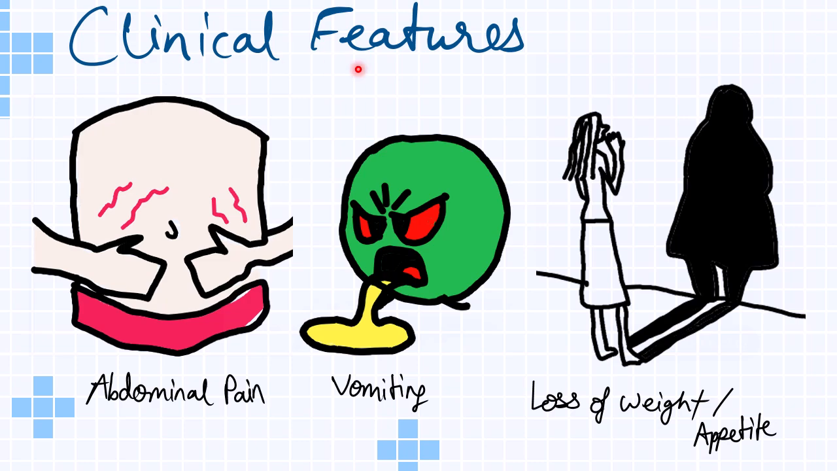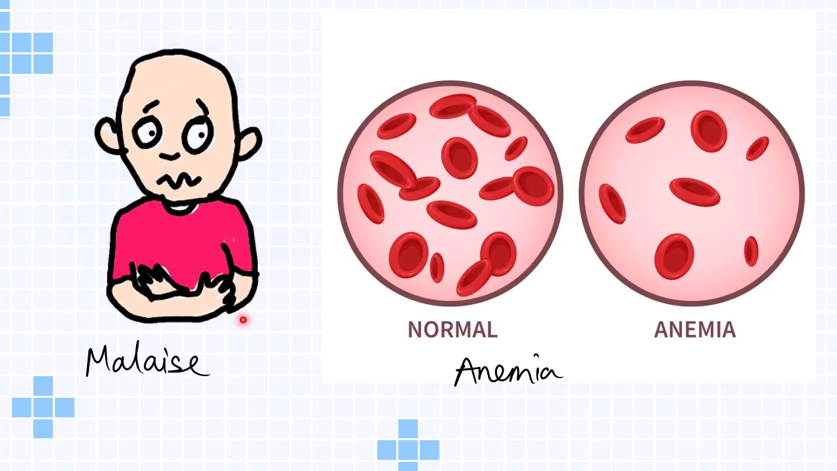Clinical features include abdominal pain, vomiting, loss of weight and appetite. It also includes malaise and anemia.